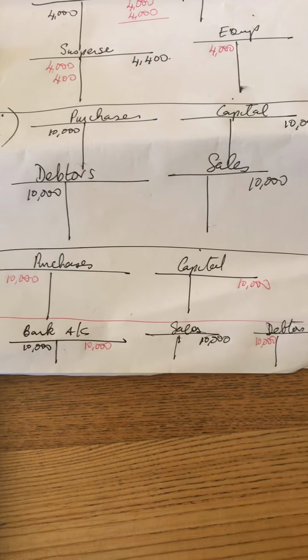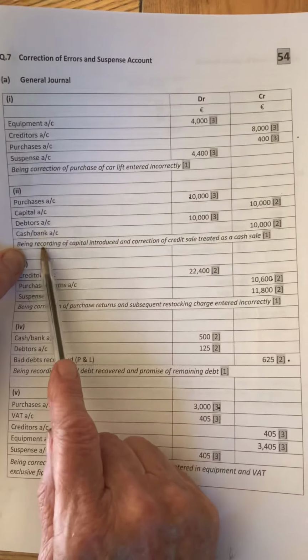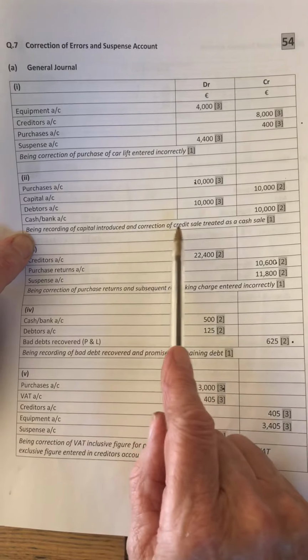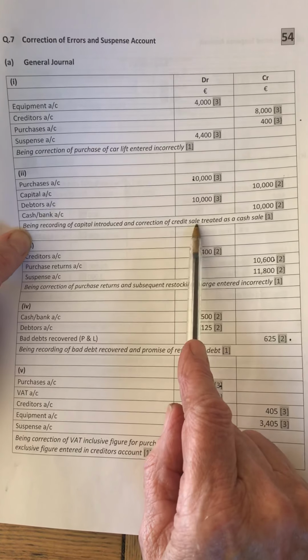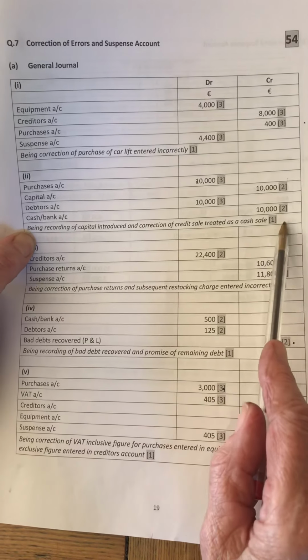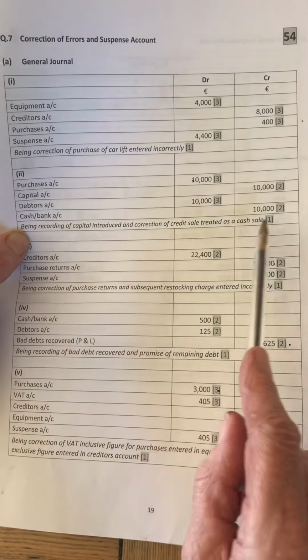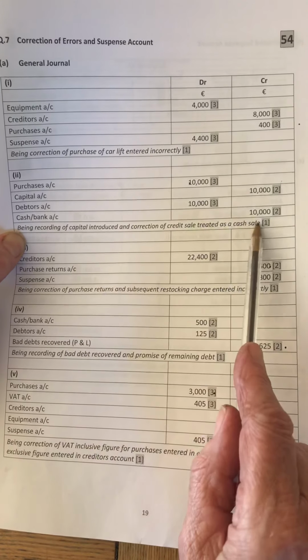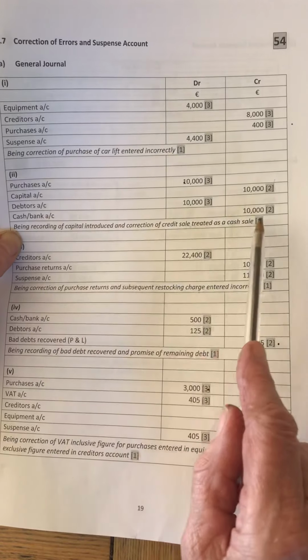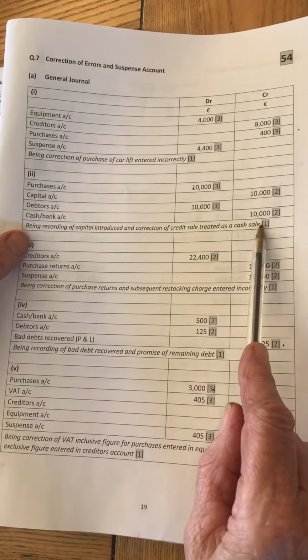My narration is the recording of capital introduced, because remember they didn't record that, and the correction of a credit sale that was treated as a cash sale. So you can literally write down whatever the mistake was that was made in your narration, and that's number 2 done.